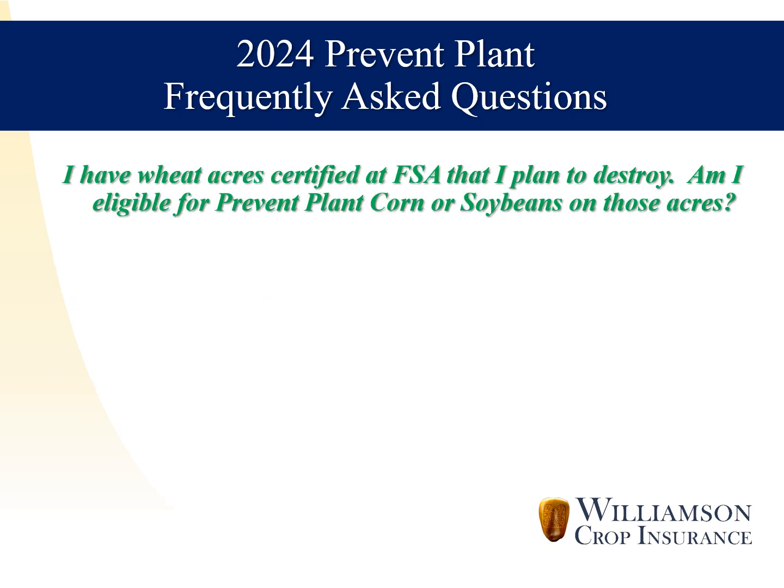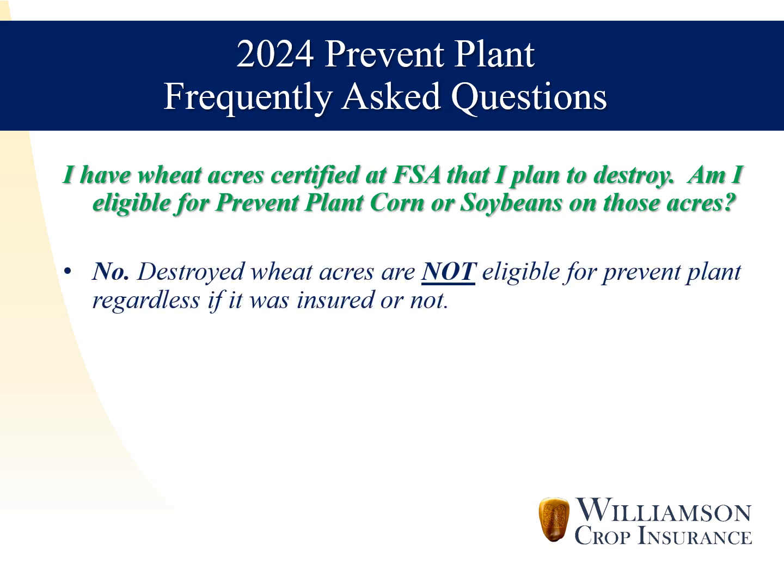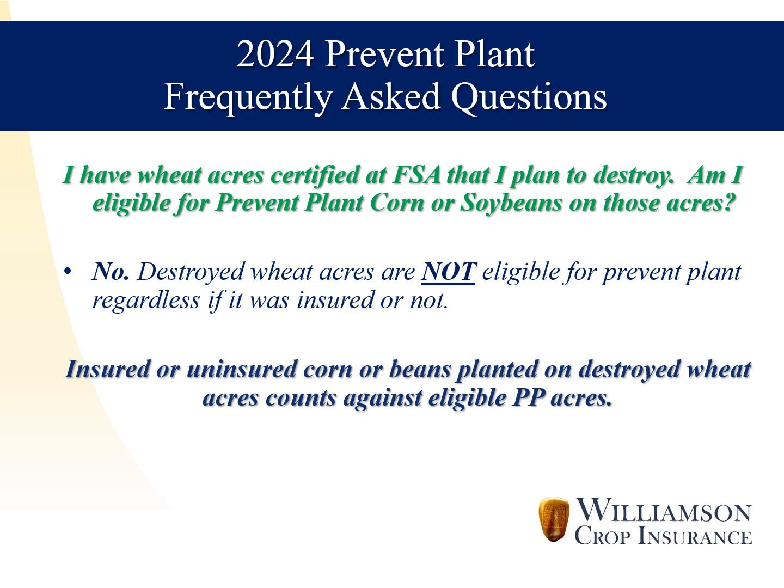Another question, I have wheat acres certified at FSA that I plan to destroy, and am I eligible for prevent plant corn or soybeans on those acres? The answer is no. And the reason for that is, if you have a standing wheat field, and even if it's not up to par or something that you don't like, they're not going to allow you to destroy a standing crop and then turn around and file prevent plant on that. Thankfully, in our area this year, wheat's looking, I think, pretty decent. So I don't think we're going to run into this a lot, but it's something to note. You can't destroy that and then turn around and file prevent plant corn on it.